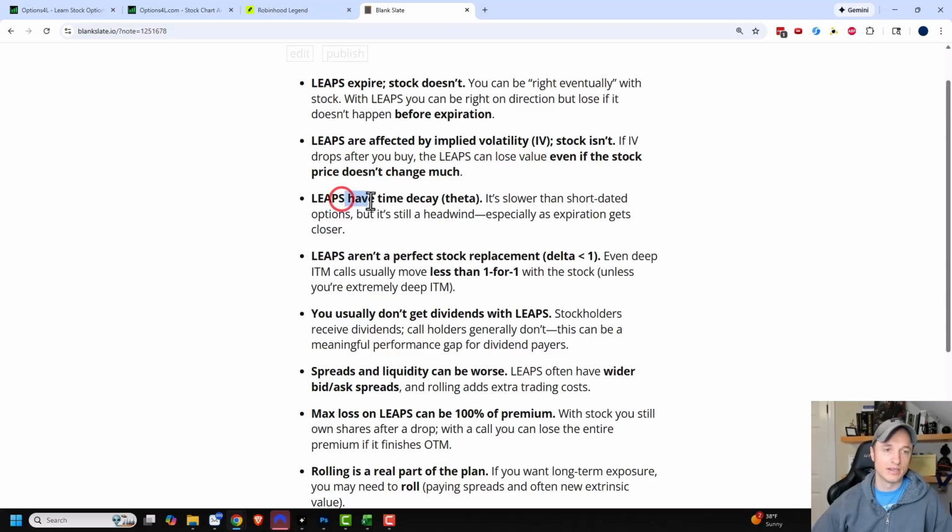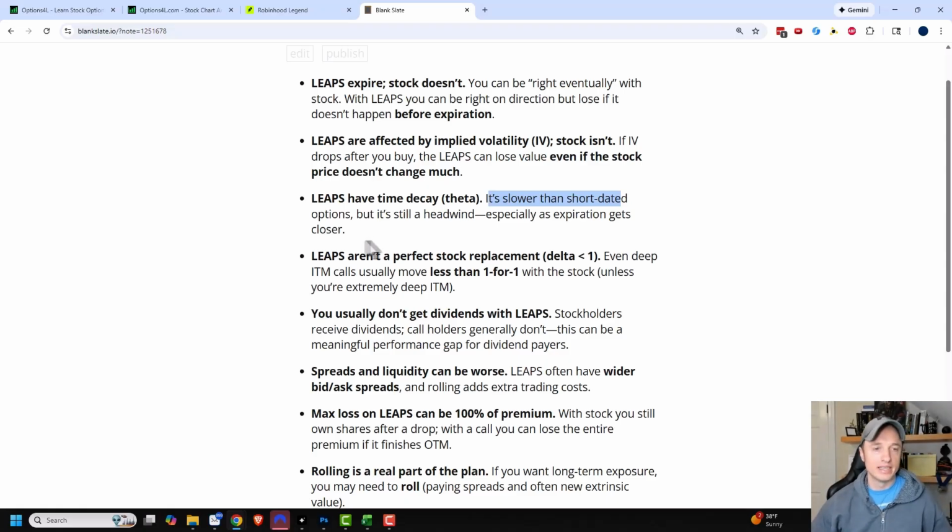So LEAPS have time decay or theta. Now it's slow with the long dated options, but as you get closer to expiration, theta starts to pick up, and theta just means your options lose value over time. So that's something to be mindful of, and that's simply because over time, the uncertainty kind of goes away.